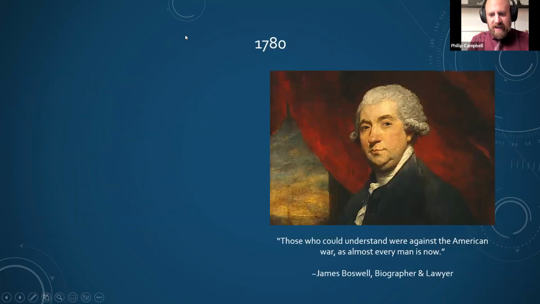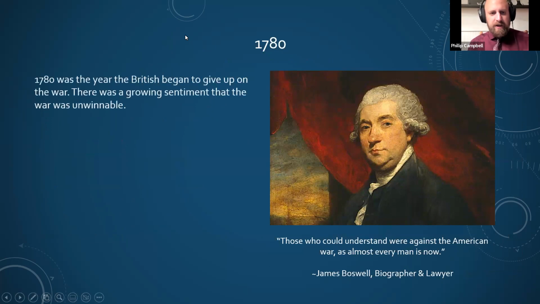So by 1780, this was the year that the British public began to totally give up on the war. There was a growing sentiment that the war was simply unwinnable. And James Boswell, who is a famous biographer and lawyer, said, "Those who could understand were against the American war, as almost every man is now." So Boswell in 1780 says that anyone who understands the situation is against the war. If you're in the know, you're opposed to this thing.